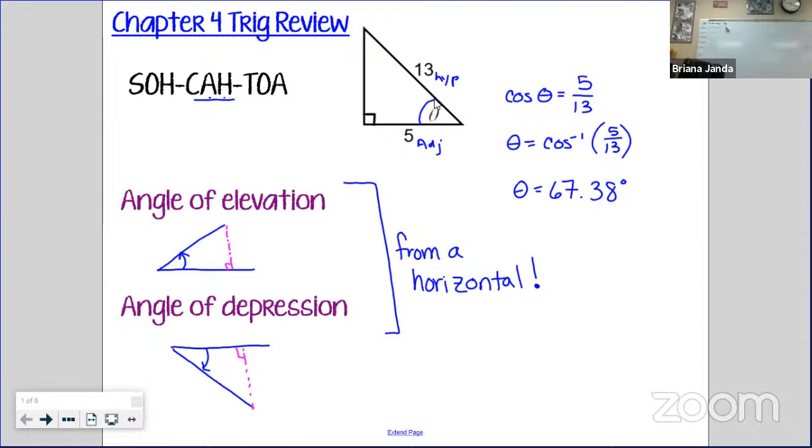Remember that an angle of elevation or an angle of depression cannot be here. That is not an angle of depression. It doesn't have a horizontal. You have to have a horizontal to be an angle of elevation or an angle of depression, and that is by far the number one mistake we'll make on angle of depression. We want to just put it at the top of the right triangle.